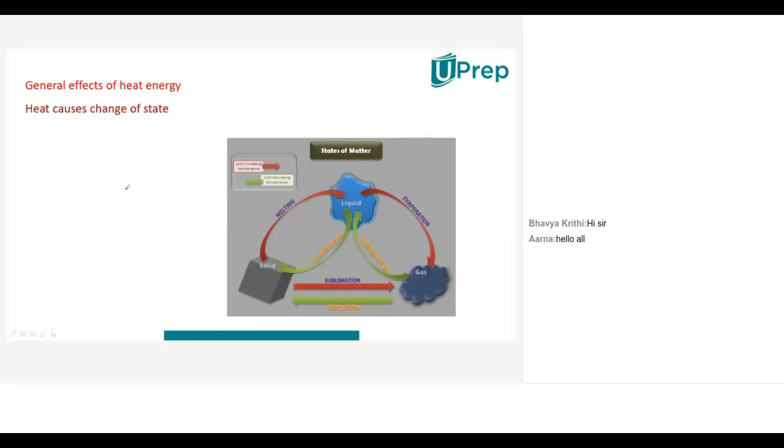Then the heat energy causes the change of state also. Like a liquid will be turned into gas, or solid will be turned into liquid, or solid directly will be converted into gas. Like that, different processes will take place. So let me give one example. You take some ice cubes. You take one bowl first. In that bowl, let us place some ice cubes like this. And after taking the ice cubes, you heat it. When you are heating it, tell me what happens.